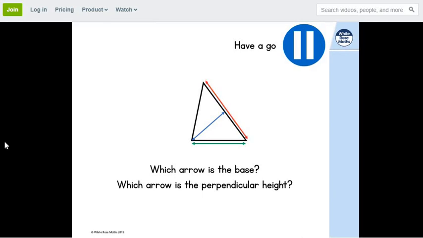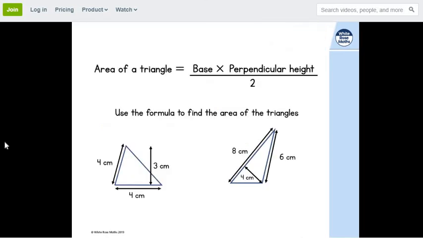What about the red arrow? Well, if that's our base, and we were to draw a 90-degree angle and then draw a line perpendicular to that, it would be the one in blue. So in this case, the blue arrow represents the perpendicular height. So then, using the formula of base times perpendicular height divided by 2 gives me the area of a triangle.